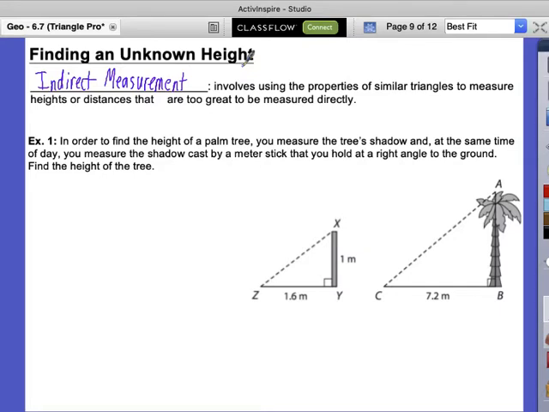Okay. Indirect measurement involves using the properties of similar triangles, which is what we've been talking about, to measure heights or distances that are too great to be measured directly. So really big heights or distances.